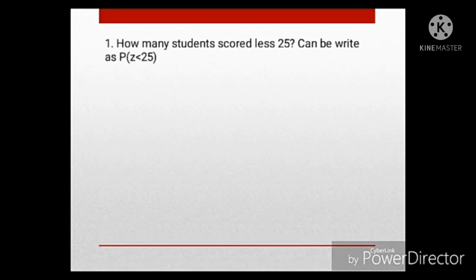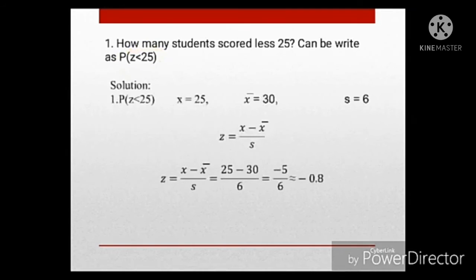First, we will be solving for the number of students who scored less than 25. It can be written as this. Solution. We already have the given x, which is equal to 25, the mean, which is 30, and the standard deviation, which is 6. We will be using z equals x minus mean over s. First, we will replace the x by 25 and the symbol for mean by 30. Then the s, we will replace it by 6.